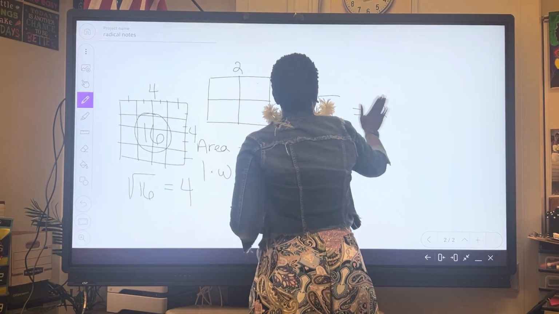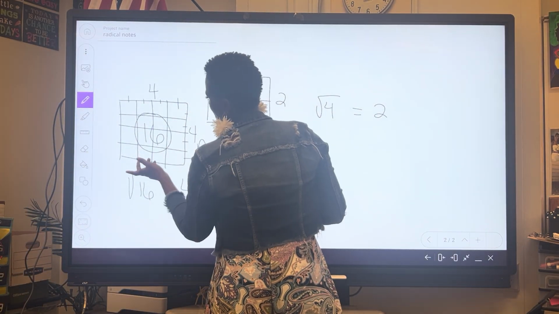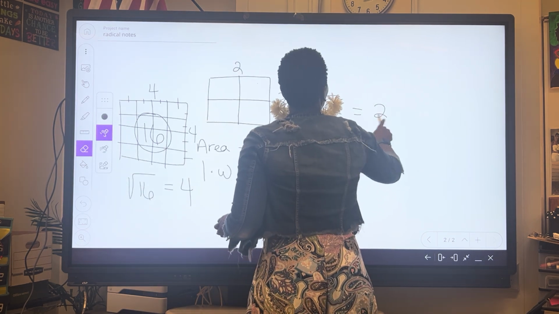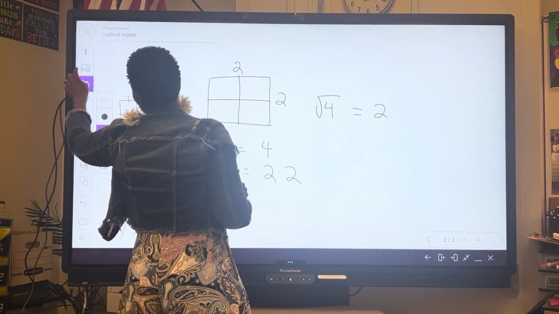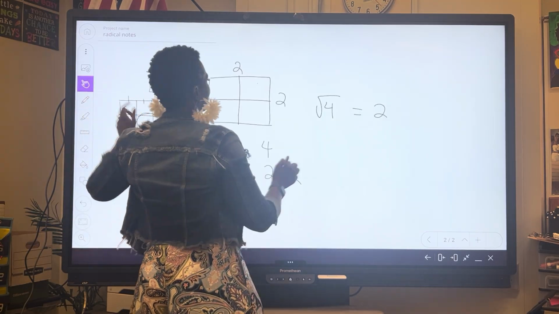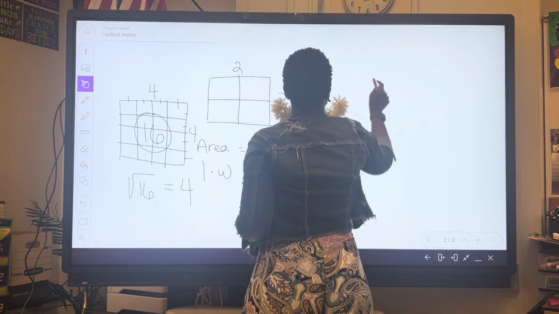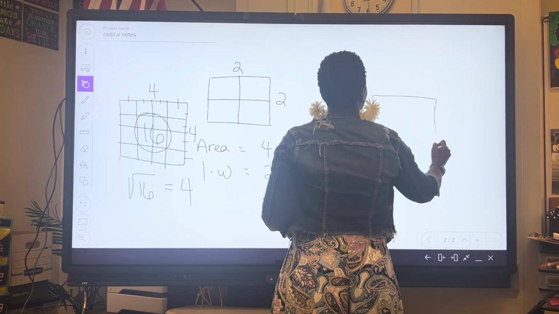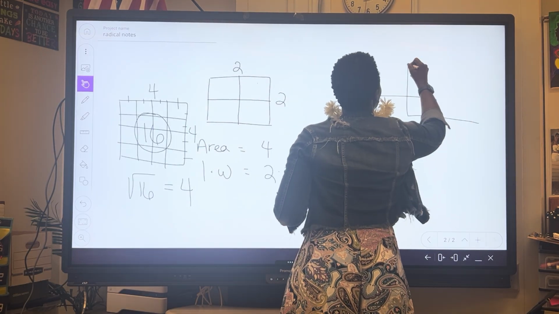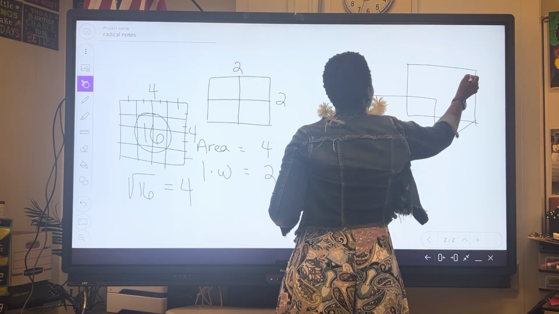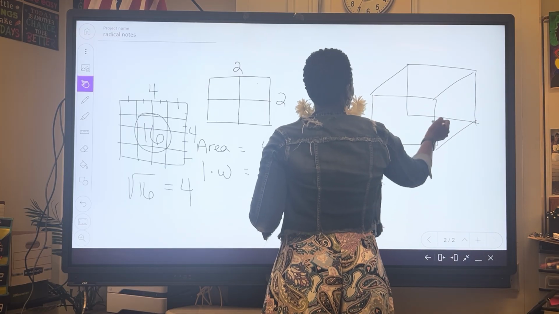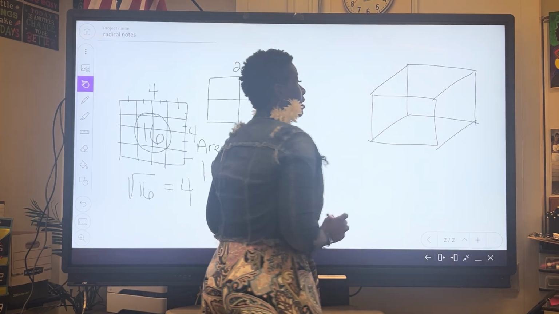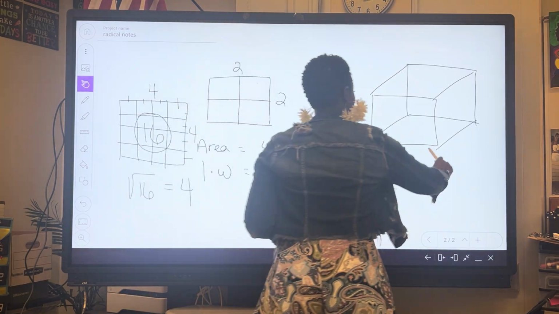What if I said to you, oh, why is this on? Erase. Oh, I know why. You gotta do this. All right, so what if I said to you that I had this figure? What am I constructing? Cube. Anybody know? Cube. Right? Does that make sense?